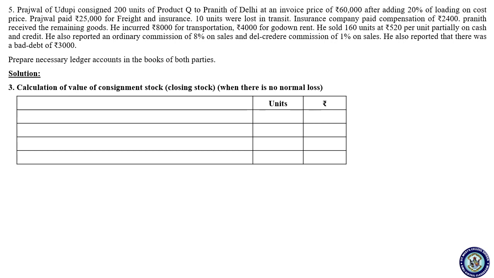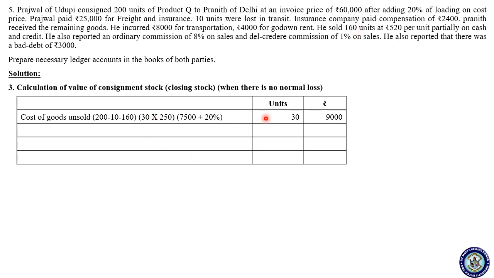Okay, first you take the cost. When I use the word cost, if you're calculating for the closing stock, then that is the invoice price. If you get confused with the cost of goods sold, you can write invoice price of goods unsold. But you have to take it after adding the loading price. Now, how did you get this figure? That is units. The total units consigned 200, out of which 10 units were lost in transit, meaning the consignor received only 190. Out of 190, he sold 160 units. So the remaining is 30 units. That is the units column.